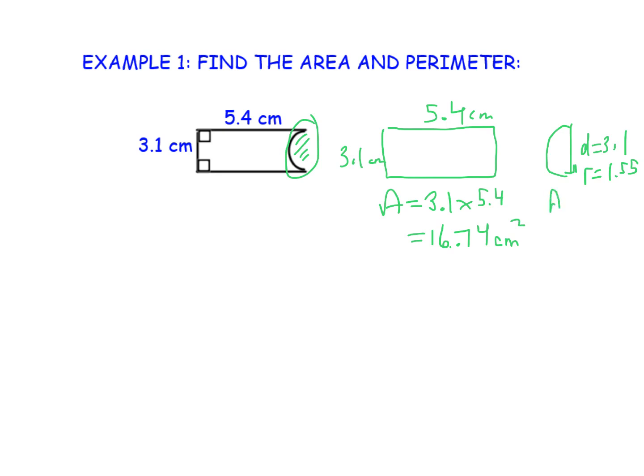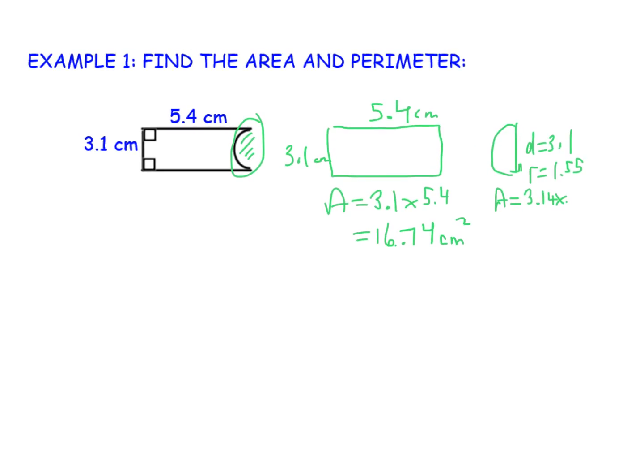So the area of our semicircle, we're going to use pi r squared here, so 3.14 times 1.55 squared. And then we're going to divide that by 2 because it's only half a circle. On my calculator, I get 2.43. We'll just go to 2 decimal places there. And so that's also in centimeters squared.